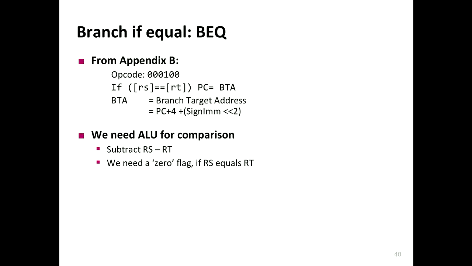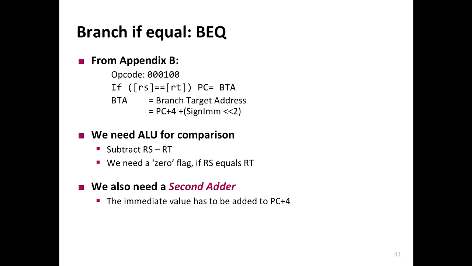Now, in order to actually do the comparison, we need the ALU. Because if you want to check whether RS equals RT, you need to subtract RS and RT. And then we need a zero flag to say whether RS is equal to RT. So we need to introduce all these changes into the architecture in order to be able to implement branch on equal. And we also need a second adder.